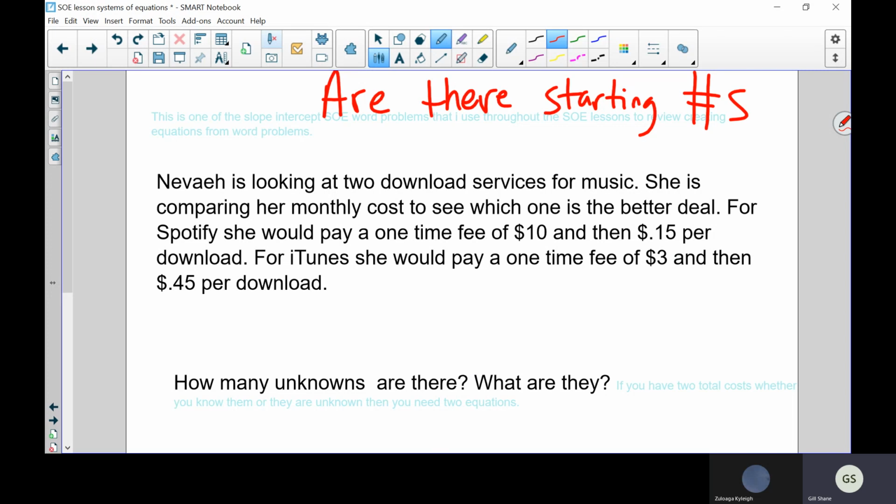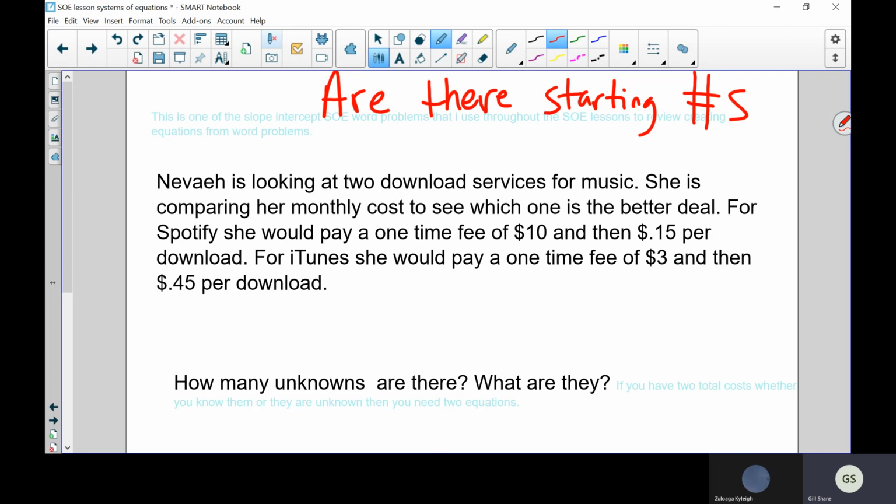All right, so are there starting numbers in this? Is there a number that's like a starting number? I got a yes. Does everybody think yes? Does anybody think no? Are there starting numbers in this problem? Like, do we have an initial number that we're going to start with, and then we're going to add or maybe even subtract from it, but mainly add to it. Yeah, I would say absolutely they're starting numbers.